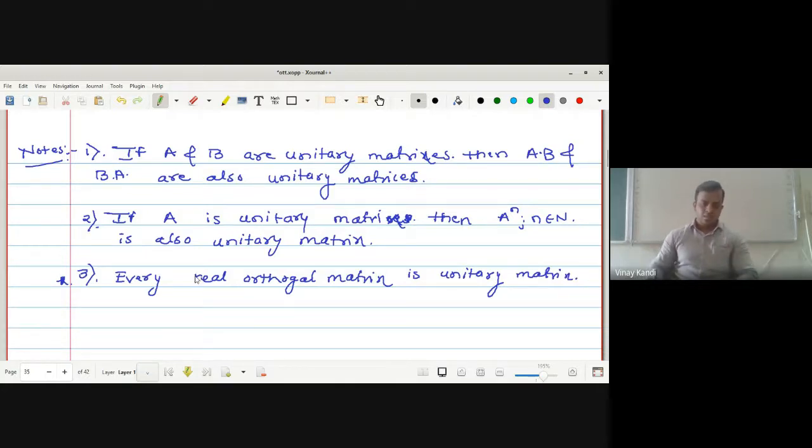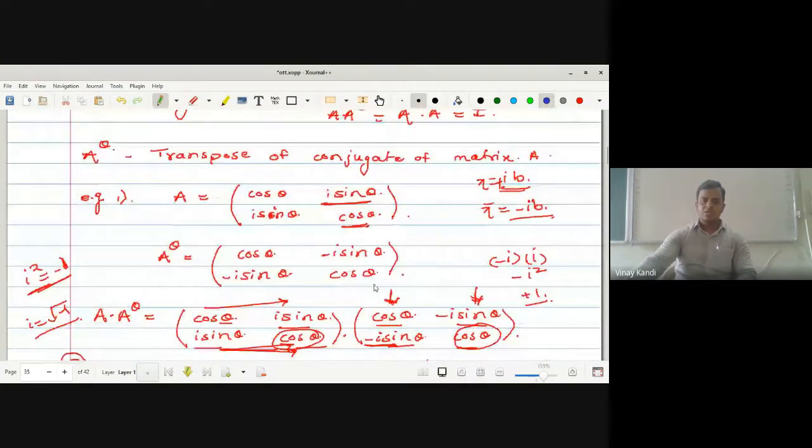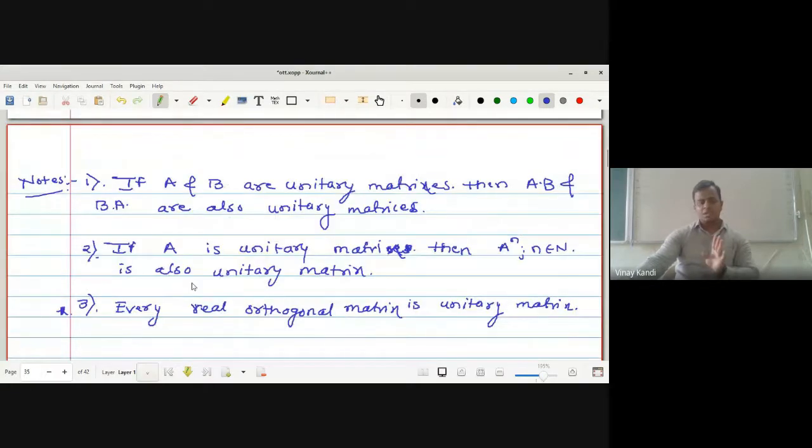Okay, what is the meaning of the last one? Real orthogonal matrix. Every real orthogonal matrix is a unitary matrix. If A is an orthogonal matrix with real entries, then A theta is equal to A transpose. ओके, एखाद्या मॅट्रिक्स मध्ये जर सगळेच रिअल नंबर असतील आणि तो ऑर्थोगोनल असेल तर तो युनिटरी मॅट्रिक्स असतो. Any doubt up to here?